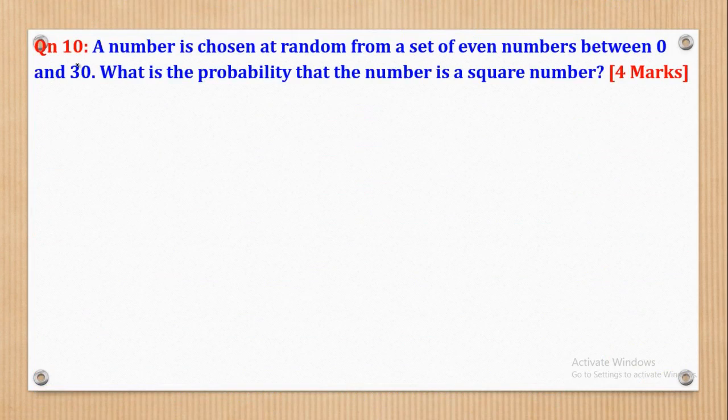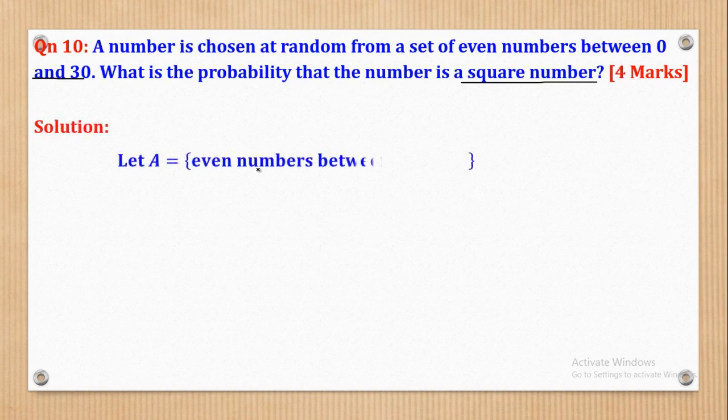Now we shall go to question 10. Question 10 says, a number is chosen at random from a set of even numbers between 0 and 30. What is the probability that the number is a square number?